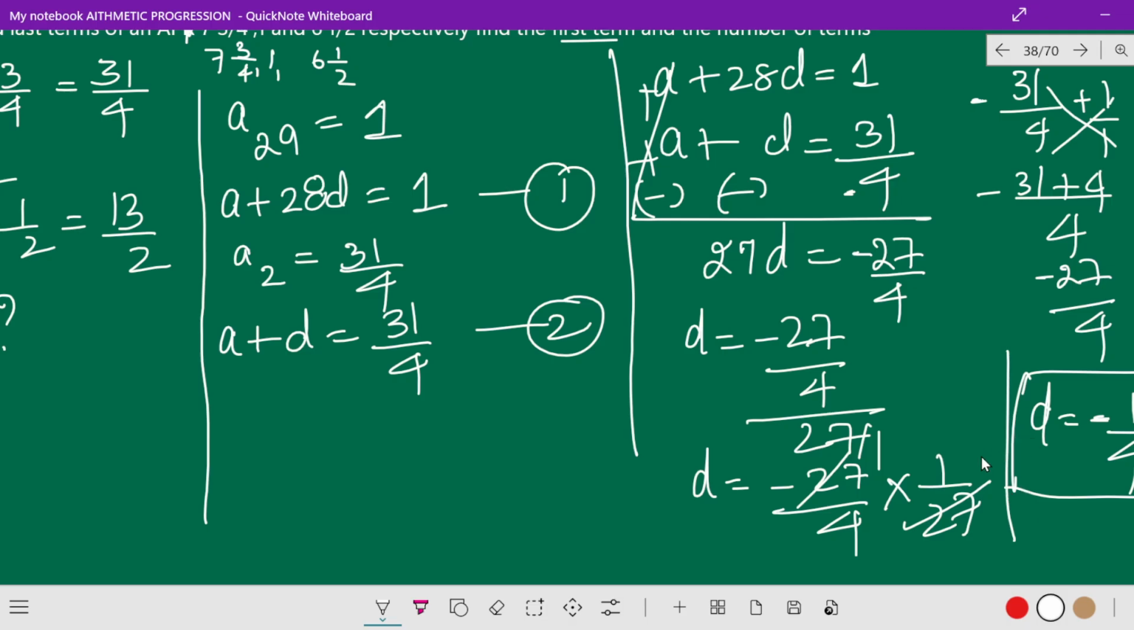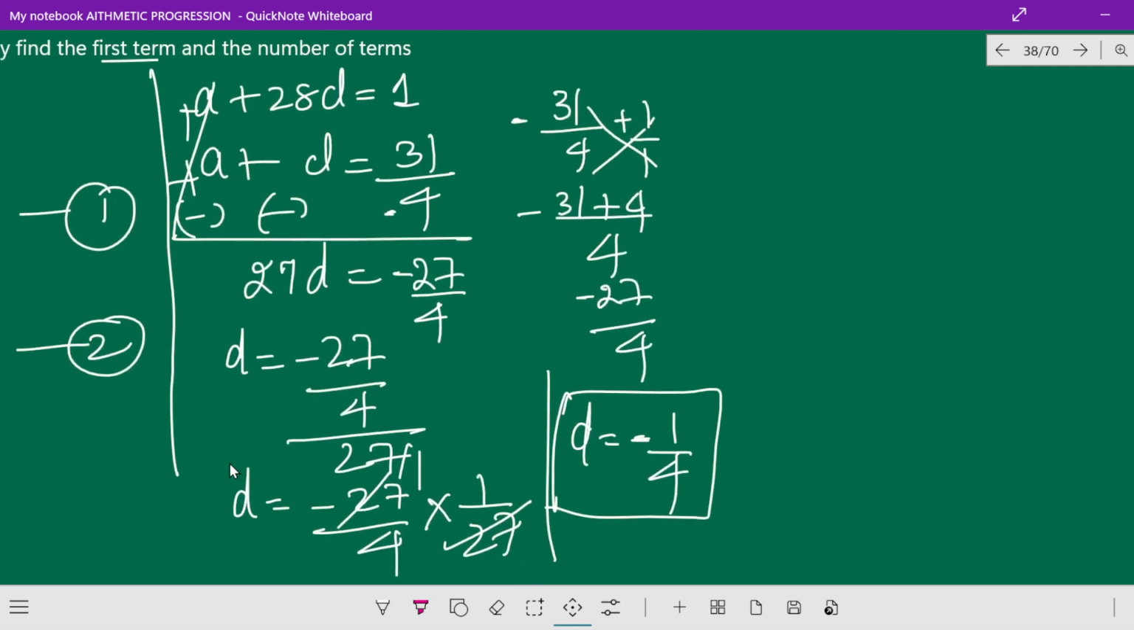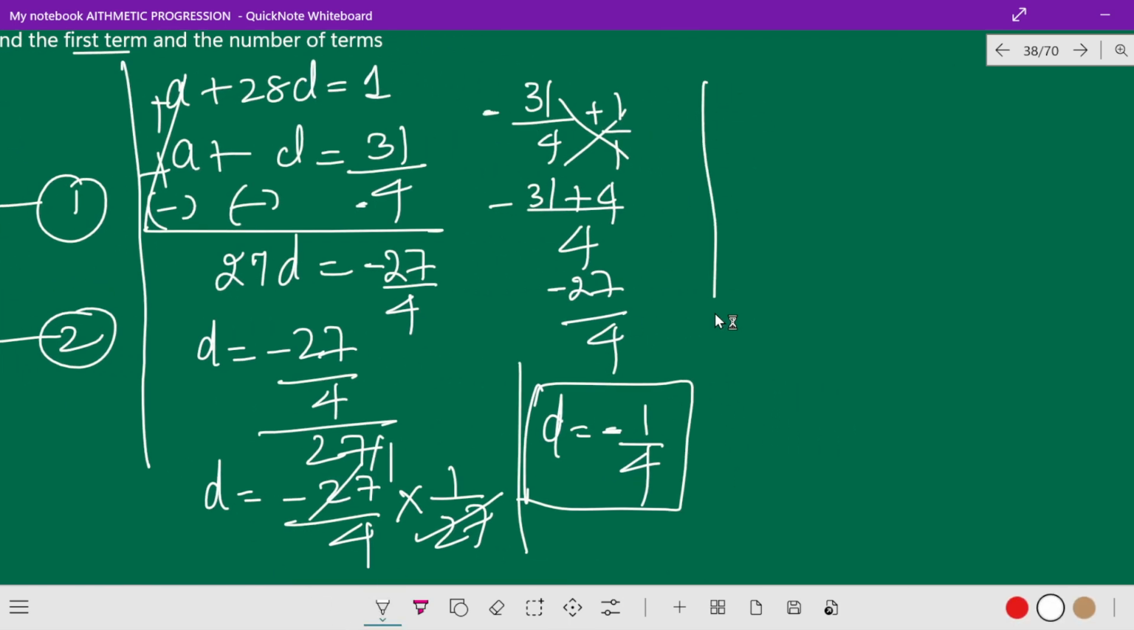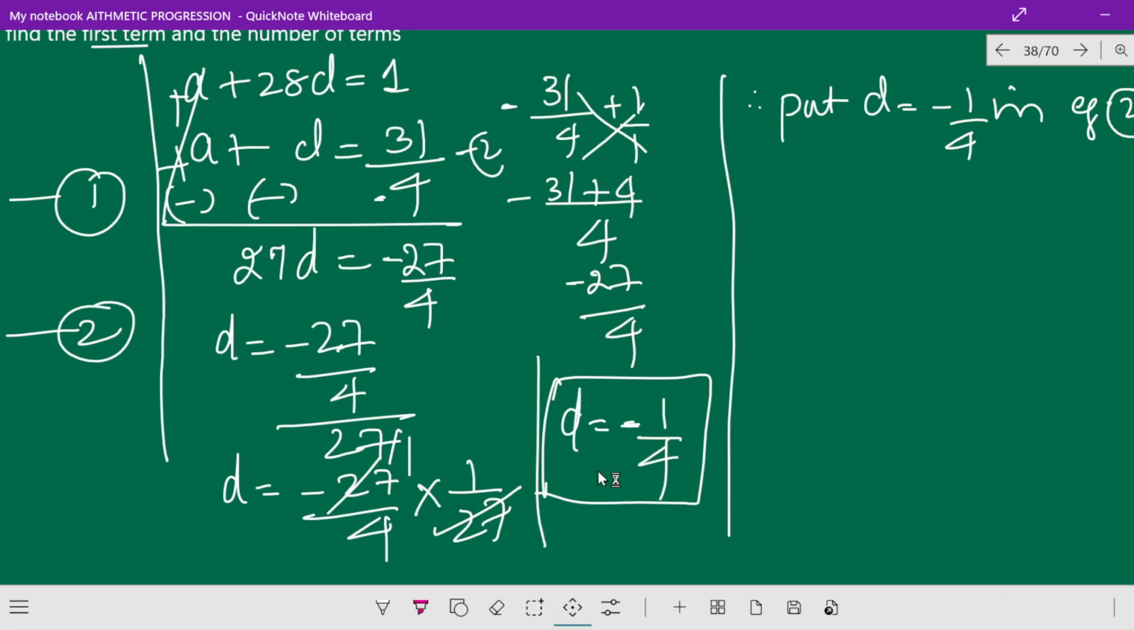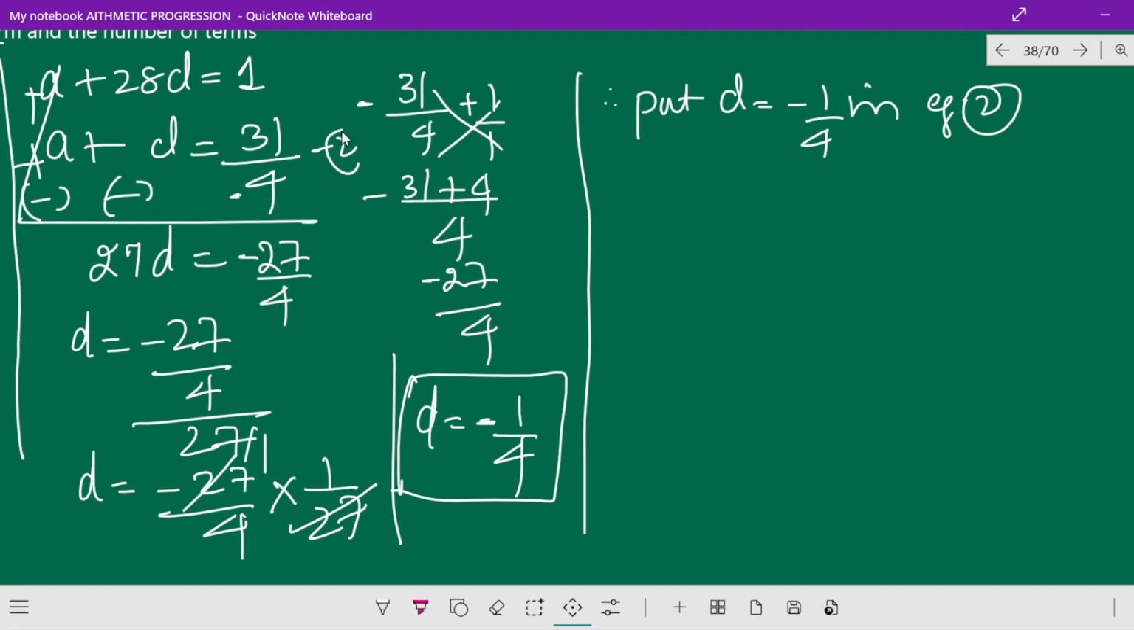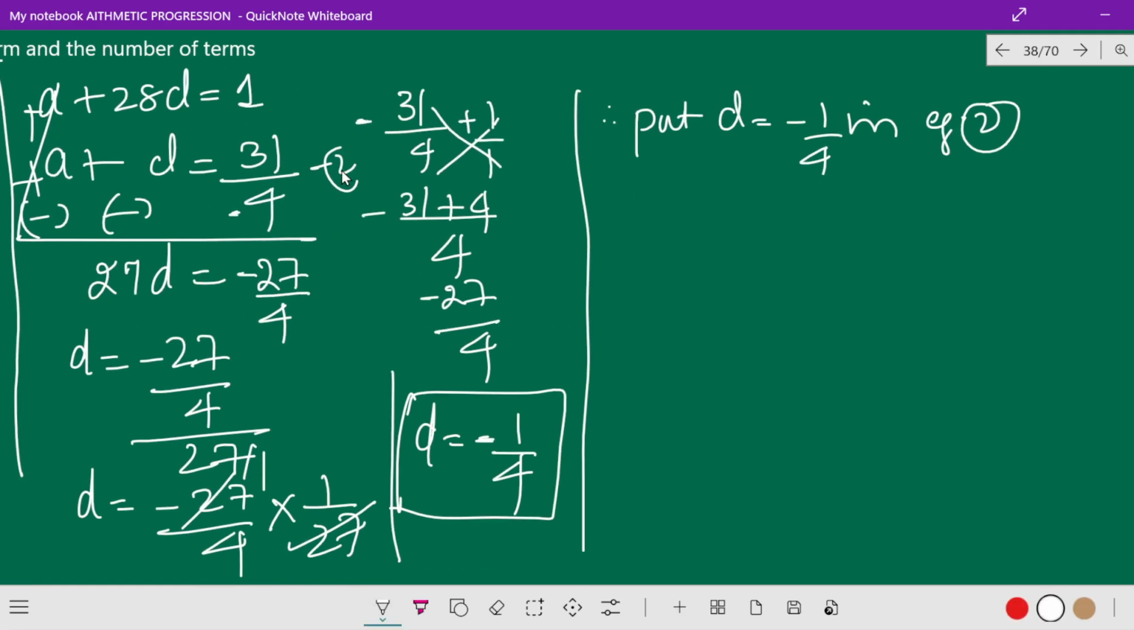After getting the D value, we can put it in any one of the equations. So I got this D value, and I can put it in an equation. Therefore, put D is equal to minus 1 by 4 in equation 2. This is equation 2 already, 31 by 4. So write the equation: A plus D is equal to 31 by 4.